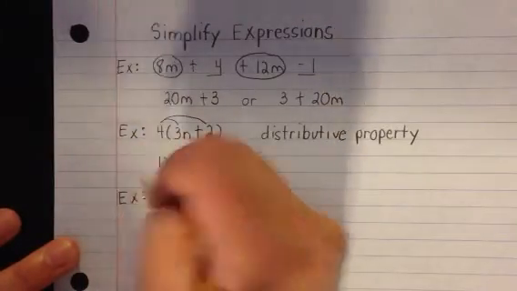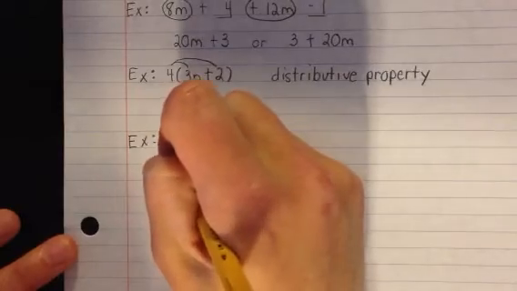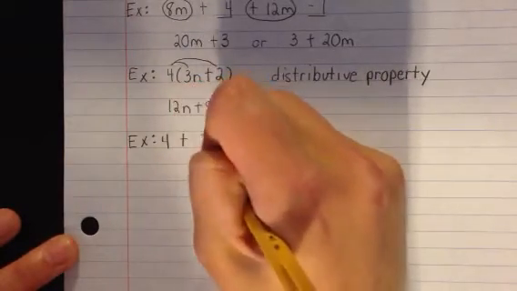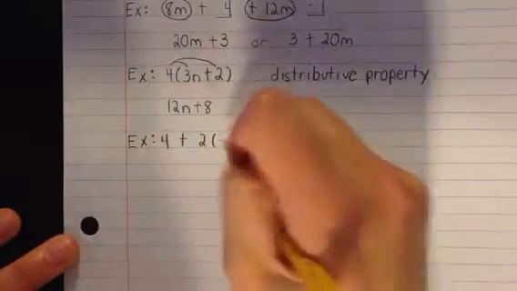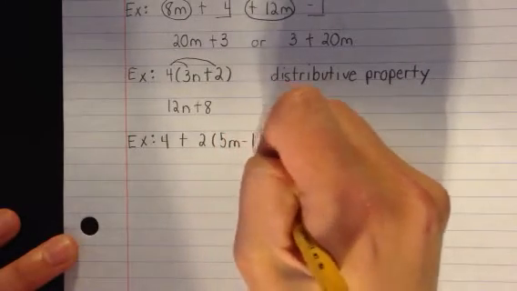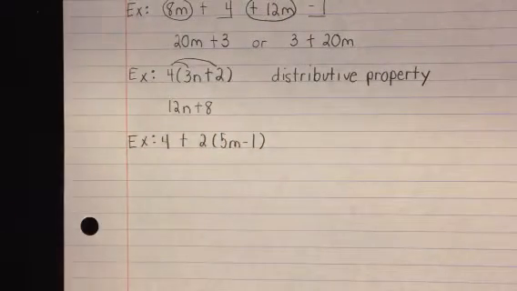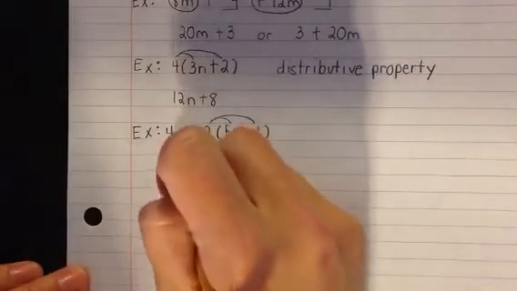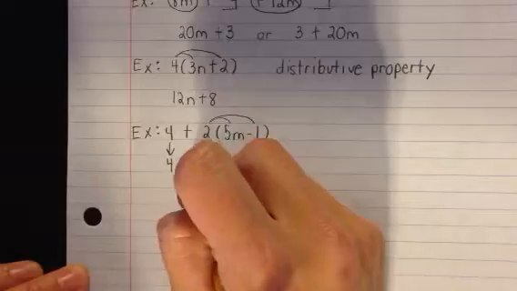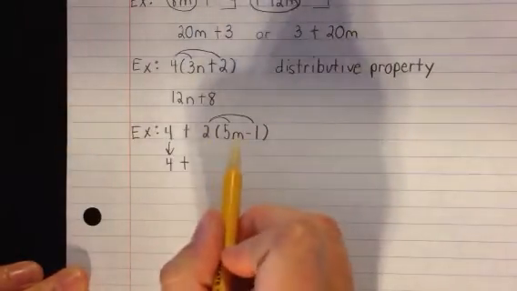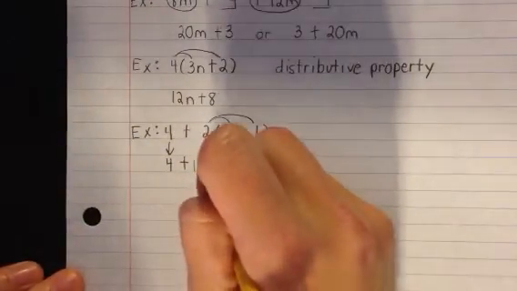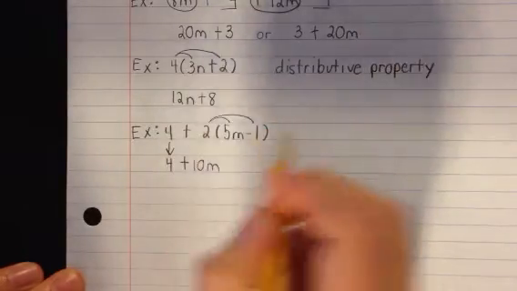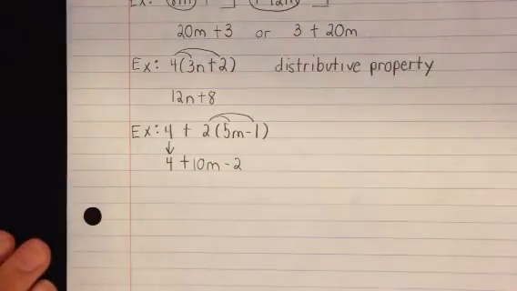Next example, we've got 4 plus 2 times the quantity 5m minus 1. In here we've got addition and multiplication. Following order of operations, we've got to take care of the multiplication first, which means we take care of this part first. So we're just going to drag down the 4 plus, and 2 times 5m is 10m, and 2 times negative 1 is negative 2.